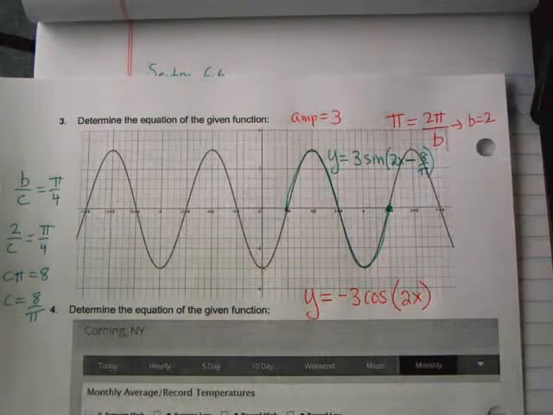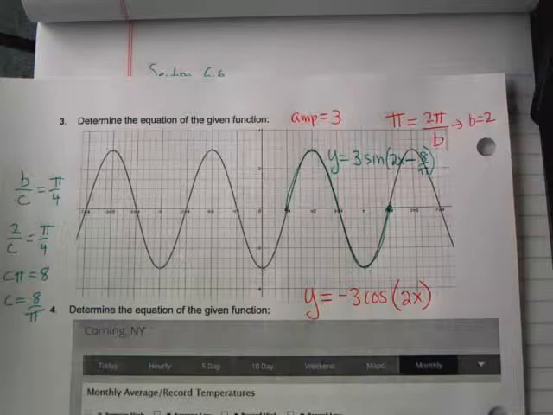A, b, and d will always be all the same if you're using sine or cosine. It won't matter which one. The only number that will be different will be the c number.